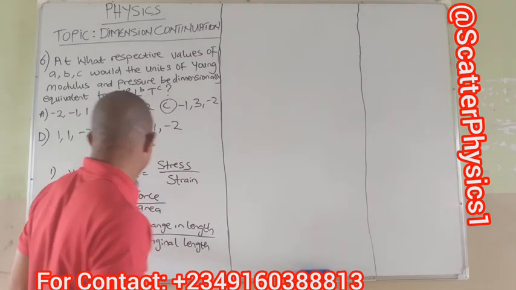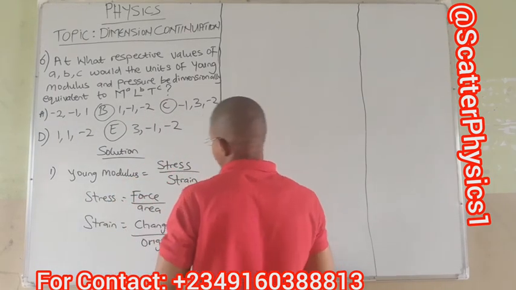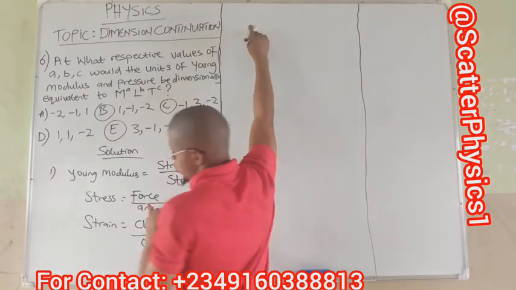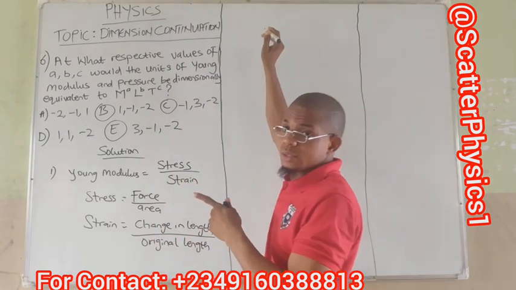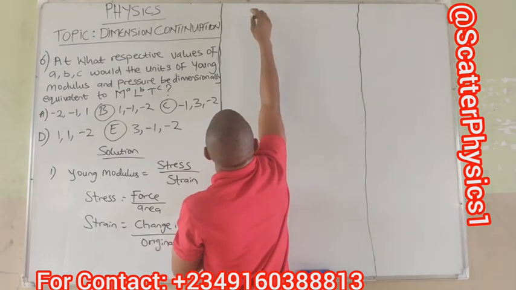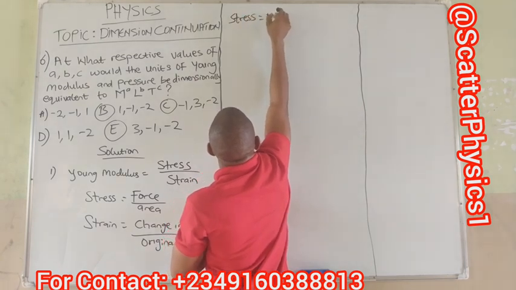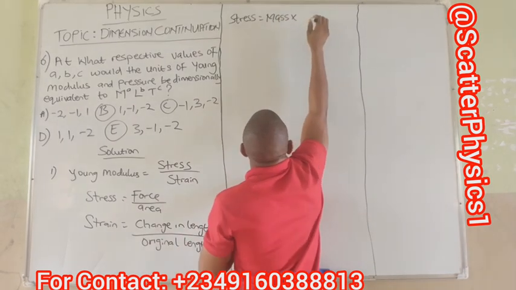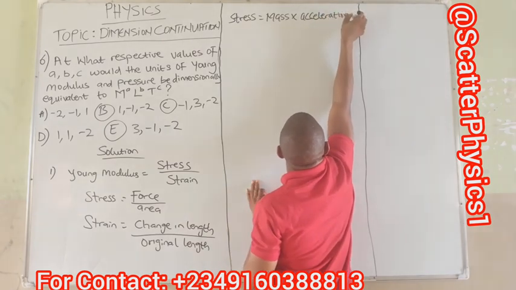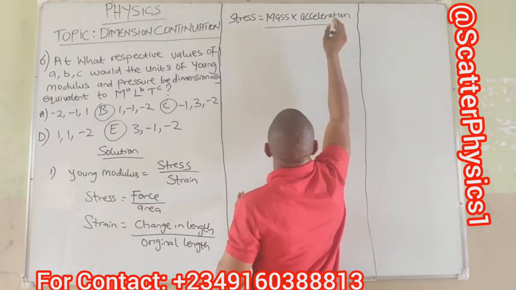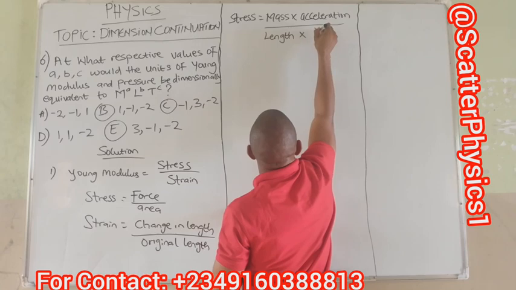So let's find stress. That's what we are going to look for. Strain is dimensionless, so we don't have any business with strain. We go straight to stress. The formula for force is ma, mass times acceleration. Stress is mass times acceleration, all over area, which is length times breadth.